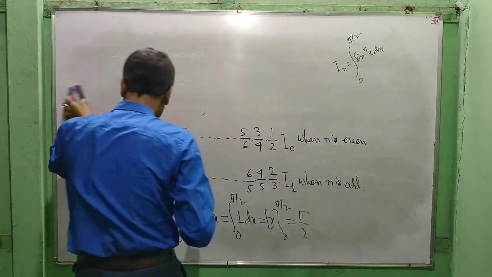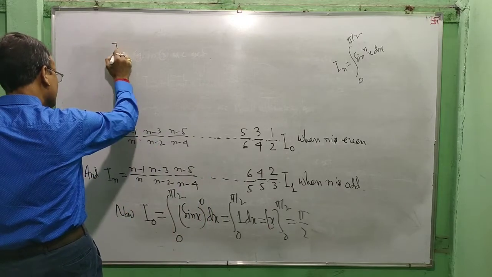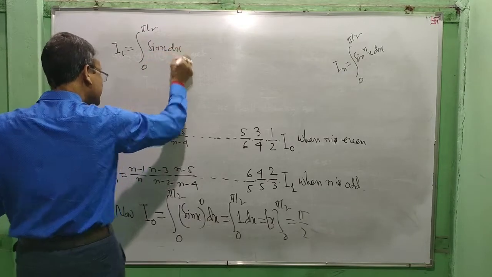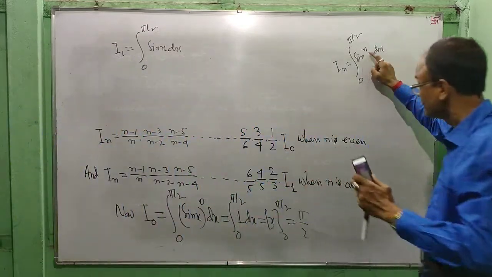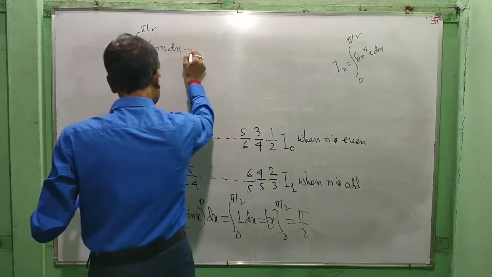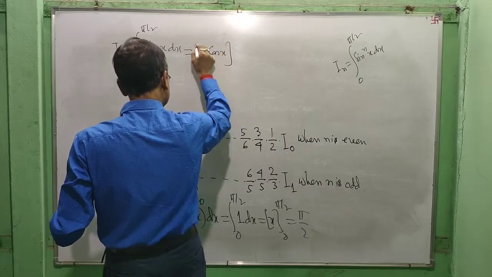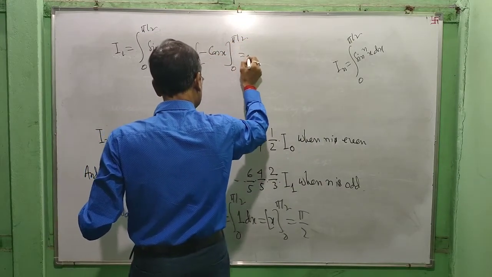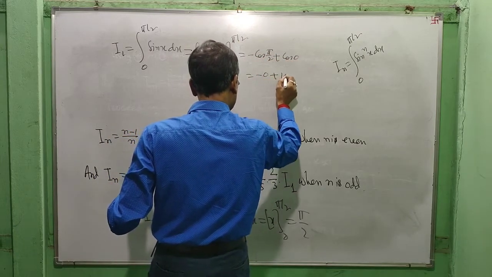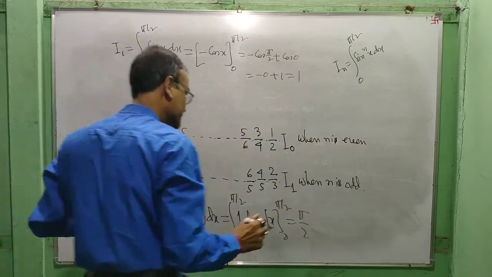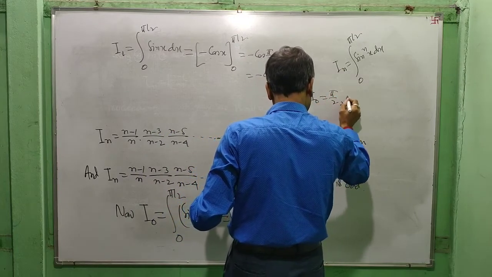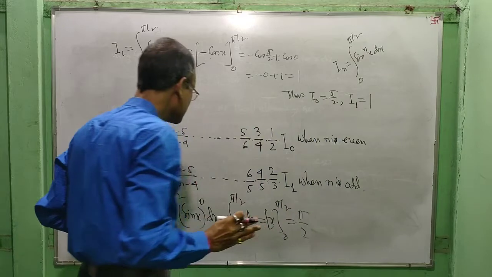I1 equal to the integral from 0 to pi by 2 of sin x dx, because we put n equal to 1, sin x whole to the power 1, sin x dx. The integration of sin x equal to minus cos x, from 0 to pi by 2. This is equal to minus cos pi by 2 plus cos 0, equal to minus 0 plus 1 equal to 1. I1 equal to 1. Thus, I0 equal to pi by 2, I1 equal to 1.